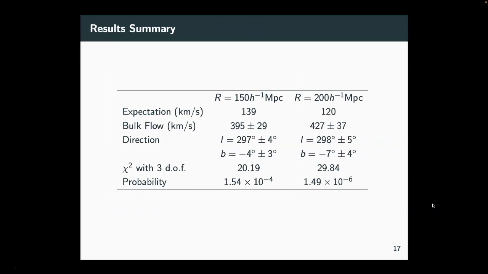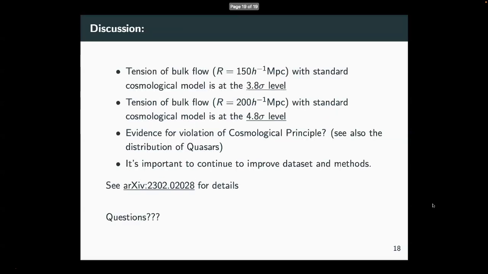So just to summarize those results, we get a probability of about 1.5 times 10 to the minus 4 at 150 h inverse megaparsecs, and then at 200 it even gets worse. So the tension that we're seeing is about the 3.8 sigma level at 150 h inverse megaparsecs. So this is becoming worrisome. It's been getting worse and worse as we've been getting more data. I put the 200 megaparsec result up here also. It's at the 4.8 sigma level, but I'm not as confident in this result. But this 3.8 sigma level I'm pretty confident in.